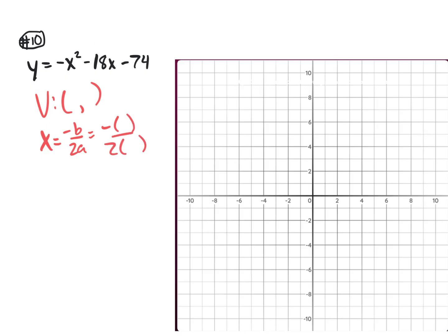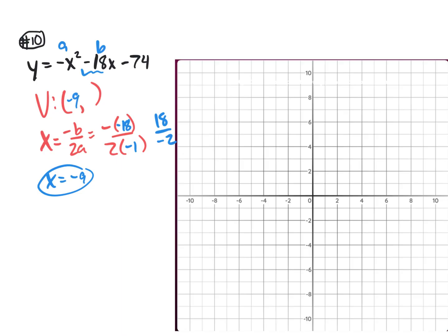After you do the parentheses, identify your b value is negative 18 and your a value is negative 1. So up on top, you have positive 18 because a minus minus changed to a plus plus. And on the bottom, 2 times negative 1 is negative 2. So what does x equal? X equals 18 divided by negative 2, that's negative 9. So you have your x value of negative 9.